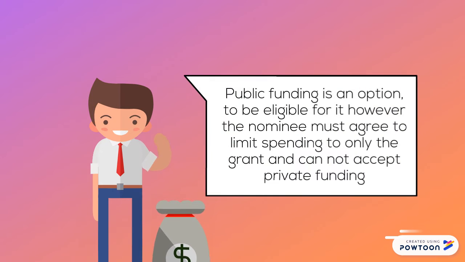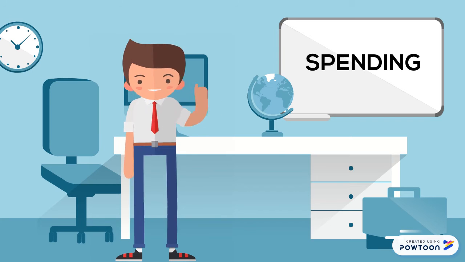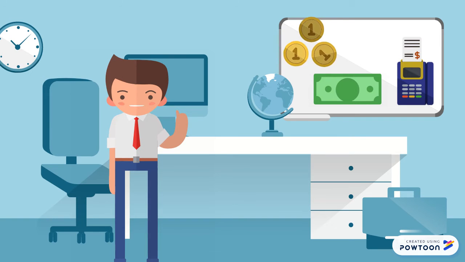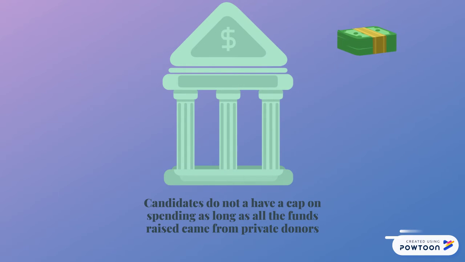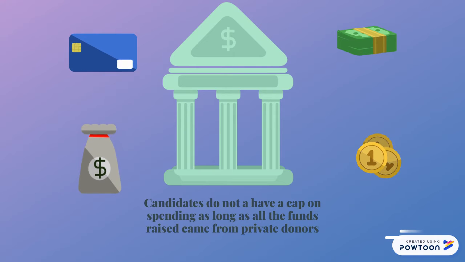Public funding is an option. To be eligible for it, however, the nominee must agree to limit spending to only the grant and cannot accept private funding. Now, on to the next step, spending. Candidates may spend an additional $50,000 from their personal funds that does not count against their expenditure limit. Candidates do not have a cap on spending as long as all the funds raised came from private donors.